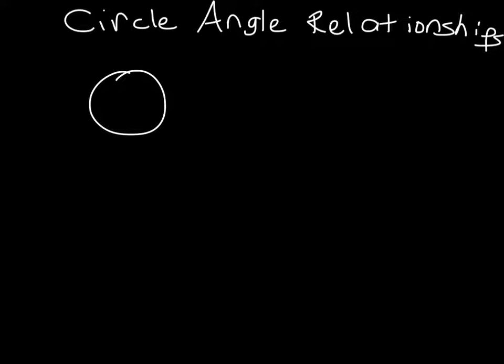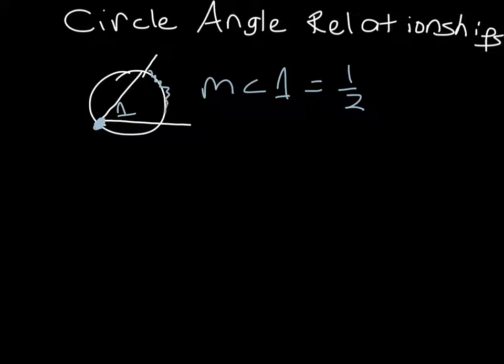So one type that we may have is where the angle is on the circle. And obviously this is made up of two secants. And we know if the vertex is here touching the circle, that means that the measure of angle 1 must be half the measure of the arc it intercepts. So we'll make that arc AB. So the measure of angle 1 is 1/2 the measure of arc AB.